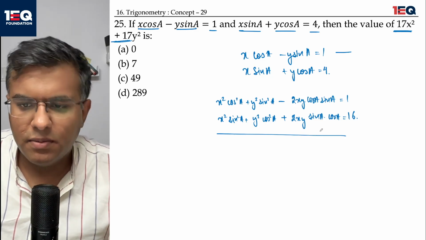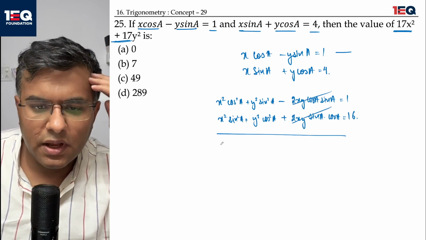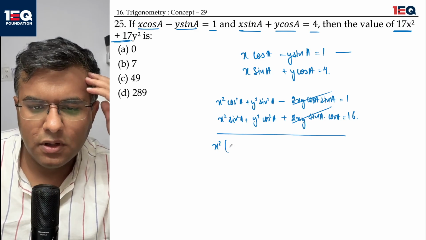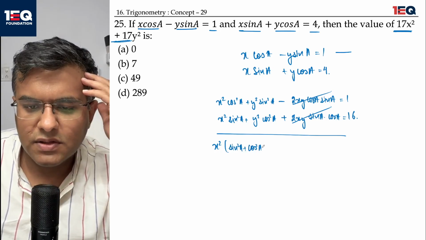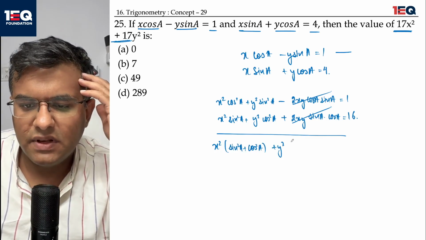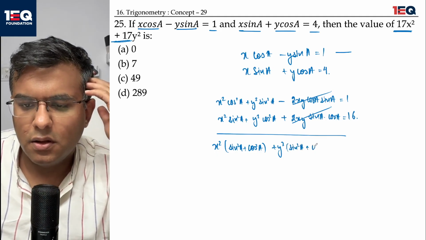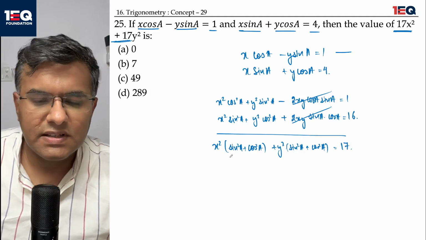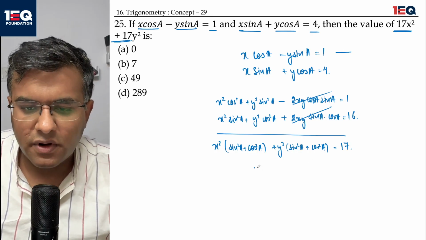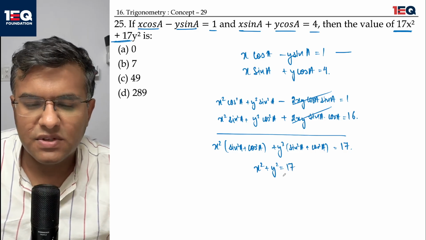If we add them up, we see that these two are going to get cancelled out, and we'll have x square common, and we'll get sin square a plus cos square a, plus we'll get y square common with sin square a plus cos square a. This entire equation would be equal to 17. Sin square a plus cos square a is equal to 1. We already know that. So x square plus y square is equal to 17.